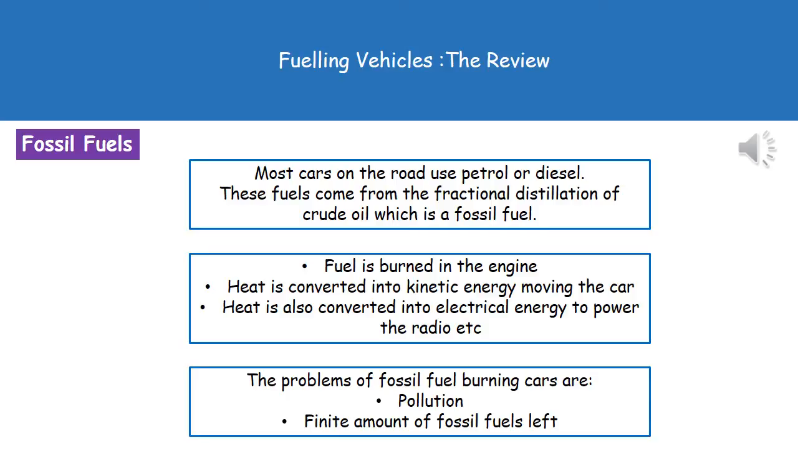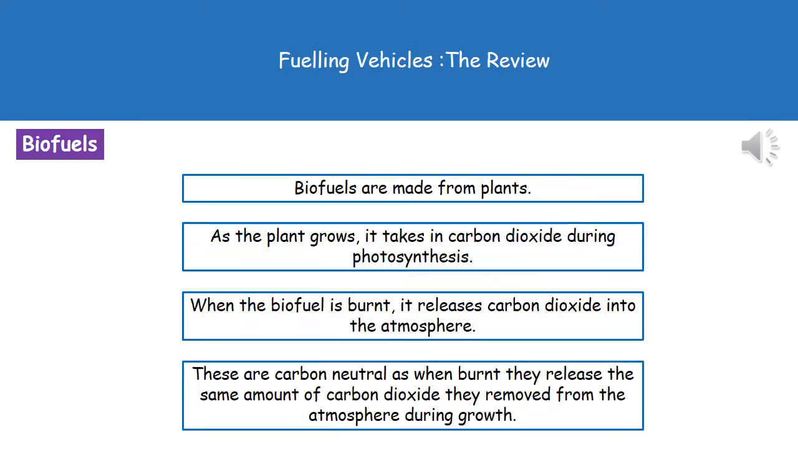Now, what we do need to bear in mind is that there are problems associated with these fossil fuel burning cars. First and foremost is pollution. So as those fossil fuels burn, we're going to be releasing various gases such as carbon dioxide, which is going to lead to obviously global warming, and things like our sulfur dioxide and nitrous oxides, which will lead to acid rain. Second problem we've got there is that we've only got a finite amount of these fossil fuels left, so that means they will run out at some point.